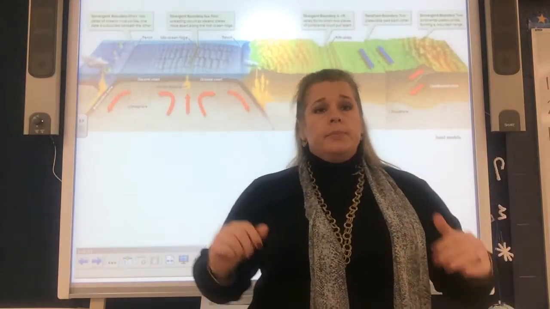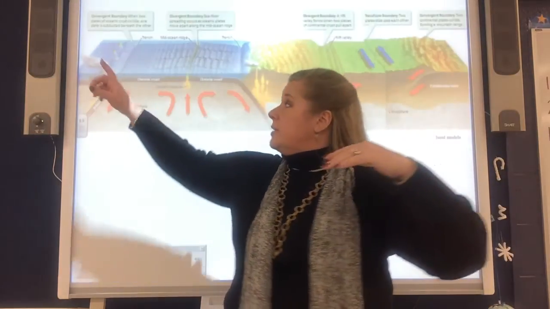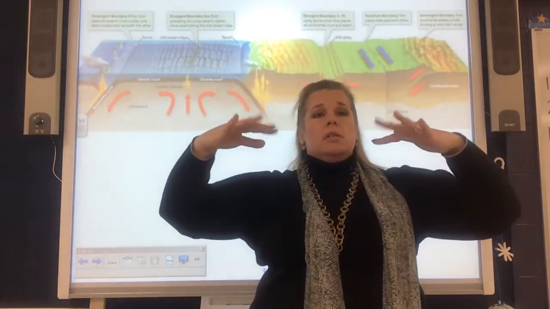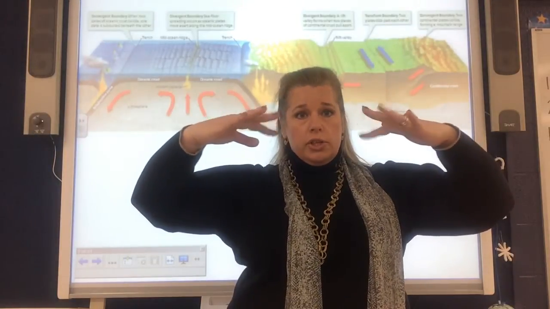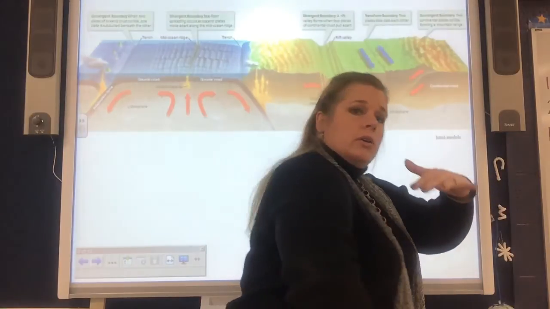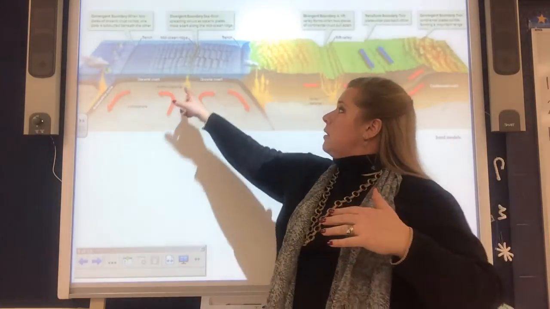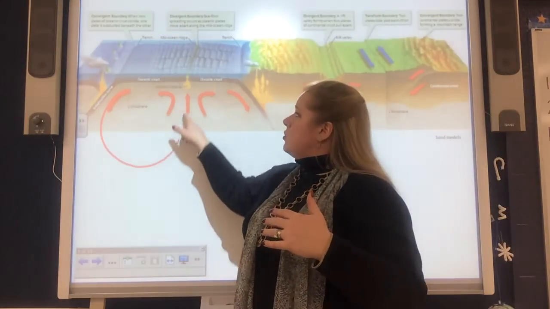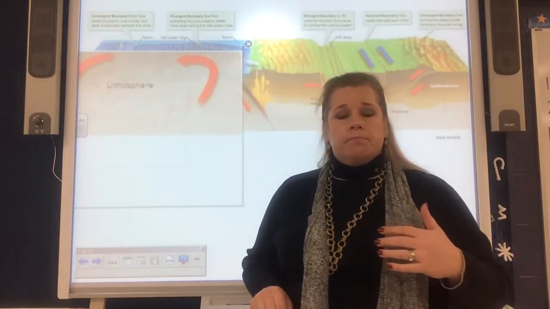Another thing that can happen, you might have in that same boundary here, two pieces of oceanic crust converging. Denser one subducts, or it could go right back up here into the mid-ocean ridge again.